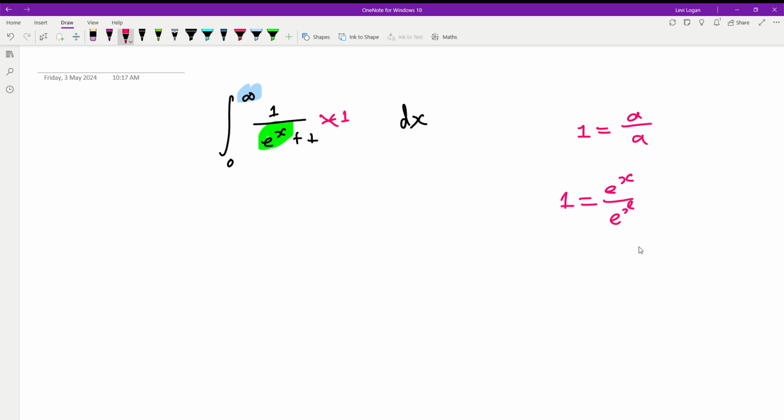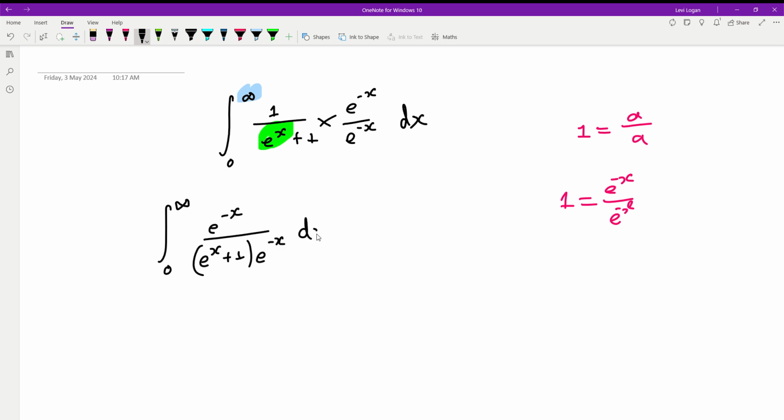Well, instead what we want to do is a negative exponent instead. Now if we do that, let's just see what happens. So if you times this by e to the negative x on e to the negative x, you haven't changed the integral, all you've changed is how it looks. So if we evaluate this, we get the integral from 0 to infinity, e to the negative x on e to the x plus 1 times by e to the negative x dx. So what we can do is actually distribute that here and here.